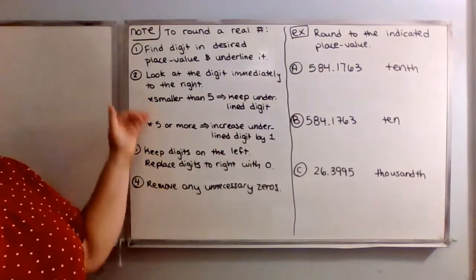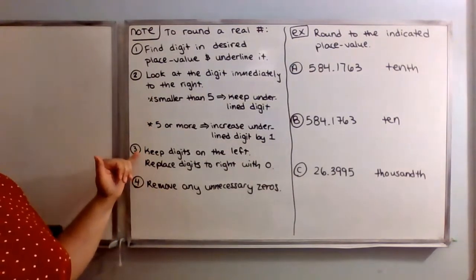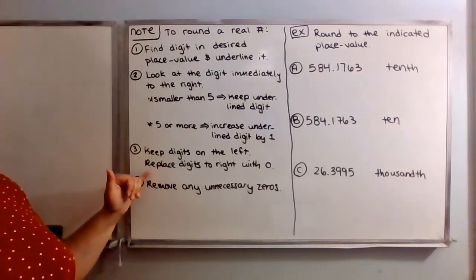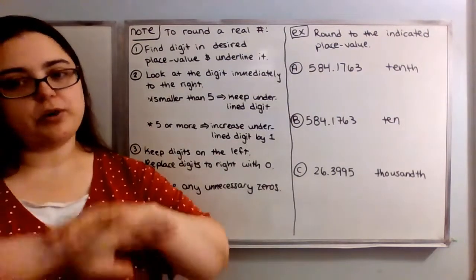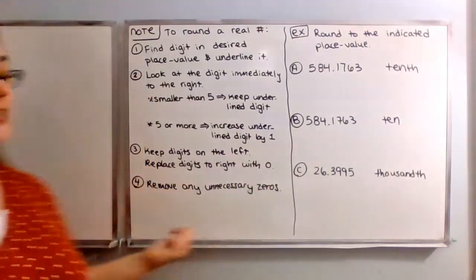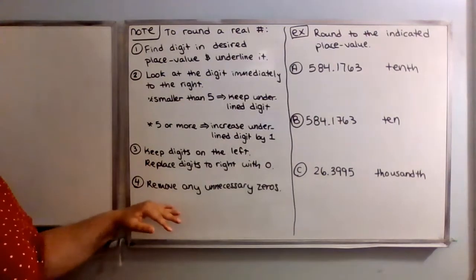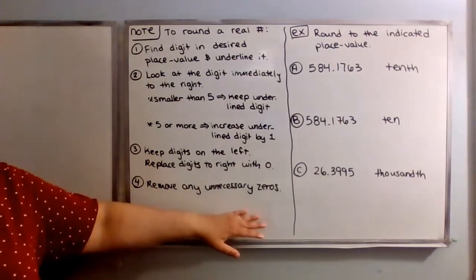After you figure out what happens to the underlined digit, everything to the left is going to stay the same, and then everything to the right turns into a 0. So far this whole process is identical to whole numbers. The fourth step is where it's an extra step. It's not even different, it's just extra. And this says we're going to remove any unnecessary zeros.